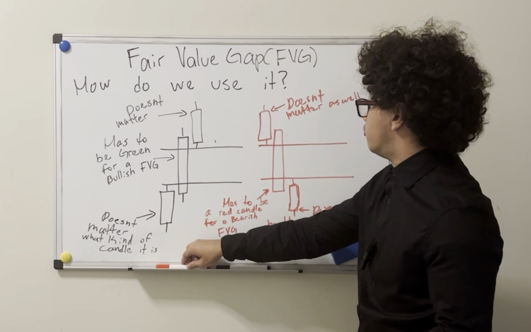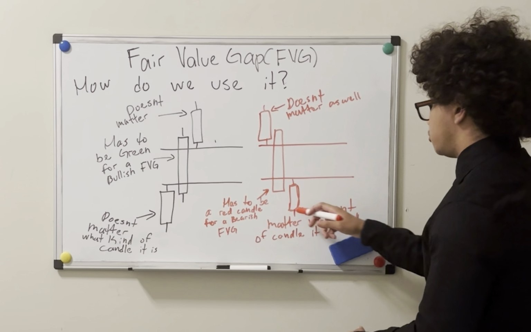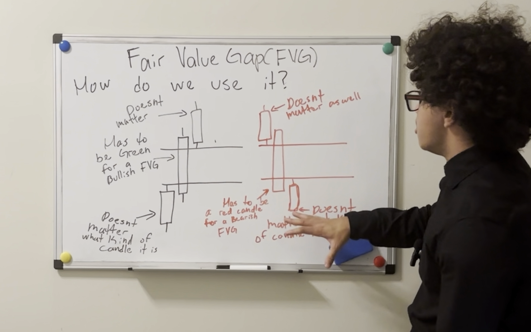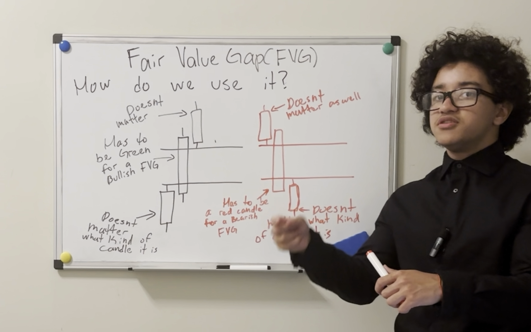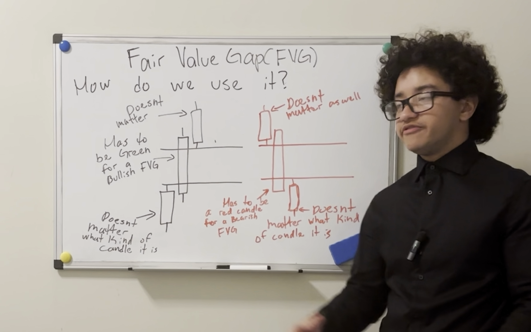And we can see for the red that the first candle does not matter. The third candle doesn't matter what kind it is. Green, red, doesn't matter. What matters is the second candle, the candle that's in between the first and third candle. It has to be red in order to be a bearish fair value gap.